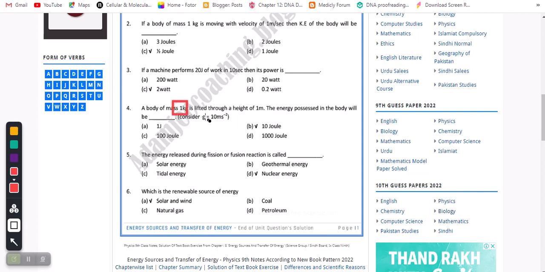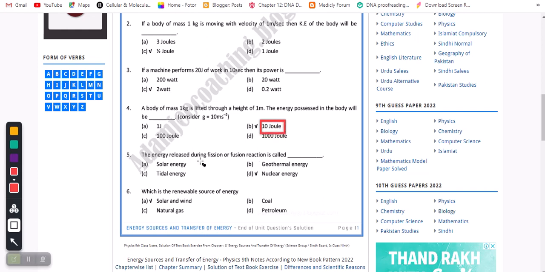Mass is 1, g is 10, so 1 multiplied by 10 is 10, and h is height. 10 multiplied by 1 is 10. mgh: multiply the value of m, the value of g, and the value of h. The value of m is 1, the value of h is 1, the value of g is 10. So 1 multiplied by 1 is 1, and 1 multiplied by 10 is 10. So the answer is 10 joule.